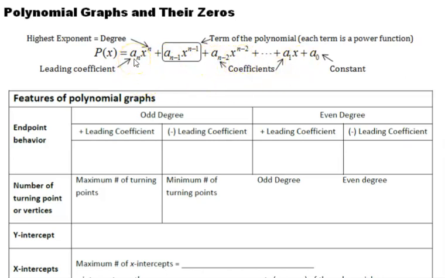The first coefficient, the coefficient on the highest degree term, the term with the highest exponent, is called the leading coefficient. The last term that does not have an x variable because it's like x to the 0 power is called the constant. The highest exponent is called the degree.